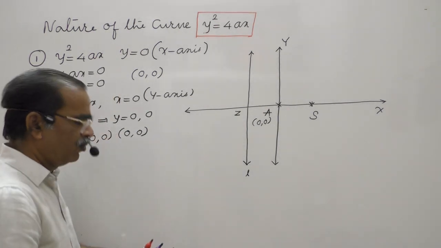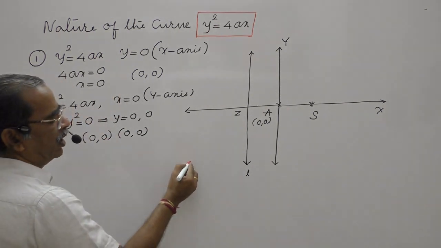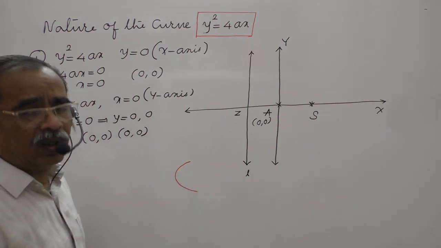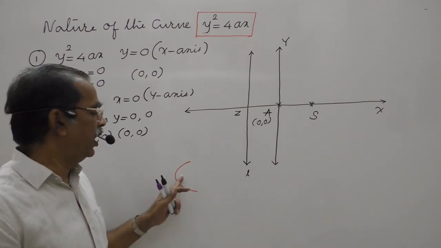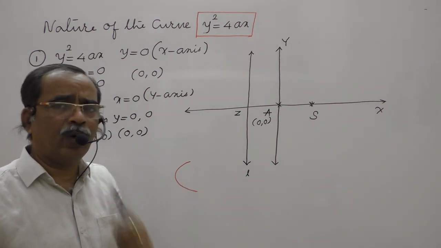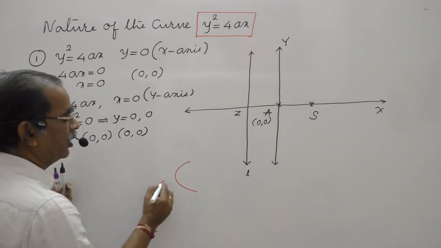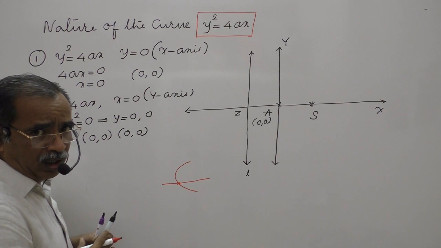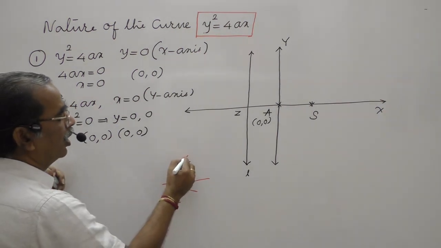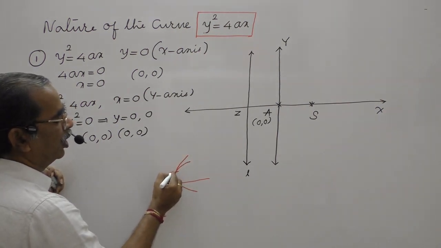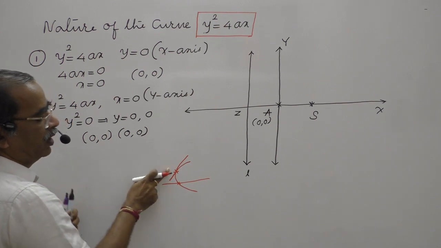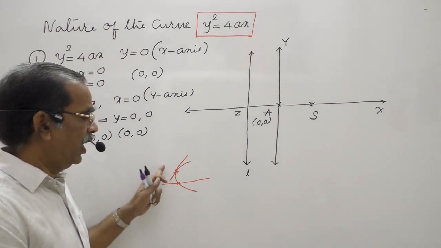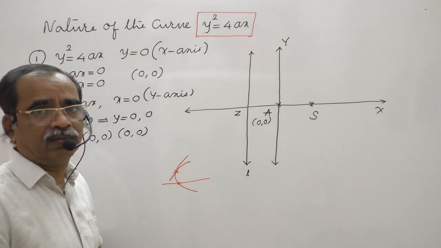Listen carefully. For example, if a curve is there like this, and a line is given, the line and this curve have 1 point in common. You see this? They are having only 1 point in common. This line also has 1 point in common, but there is a lot of difference between these two lines.